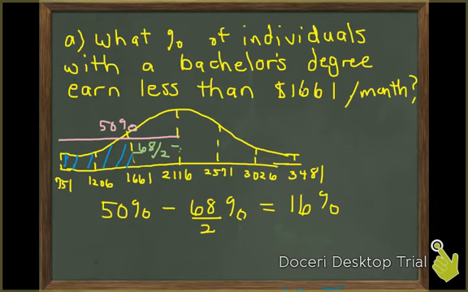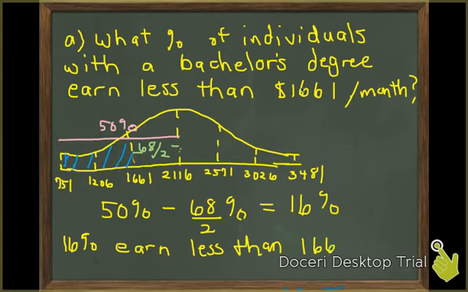And so this tells me that approximately 16% of the people with a bachelor's degree would earn less than $1,661 per month. All right, let's look at the second example.